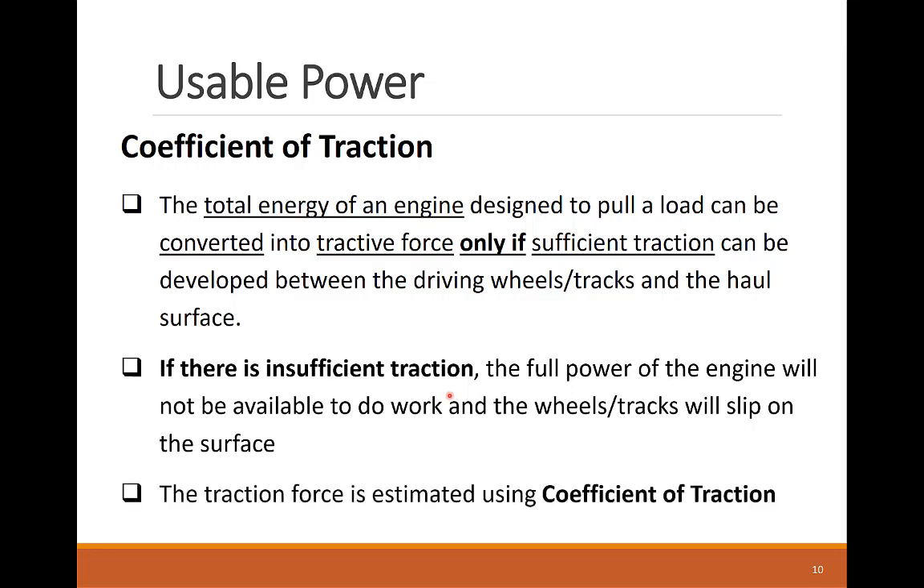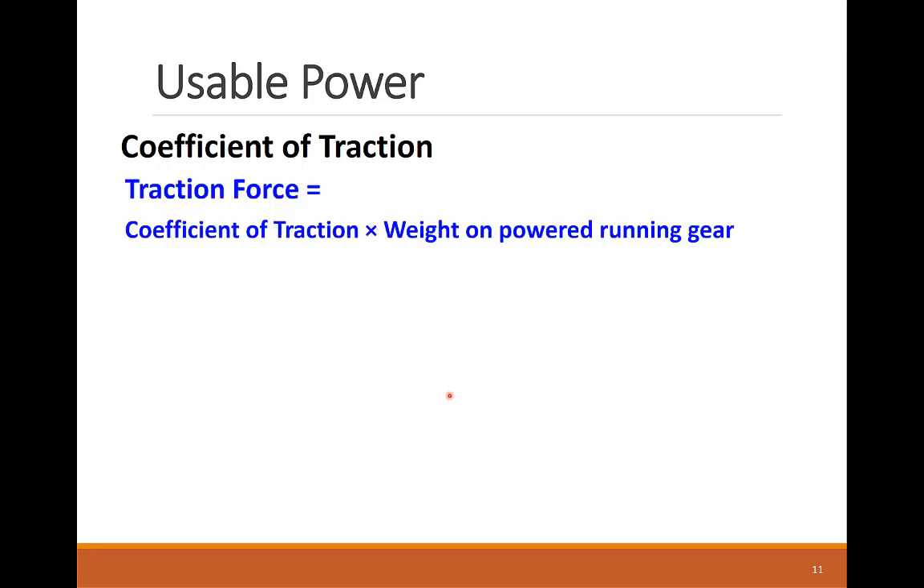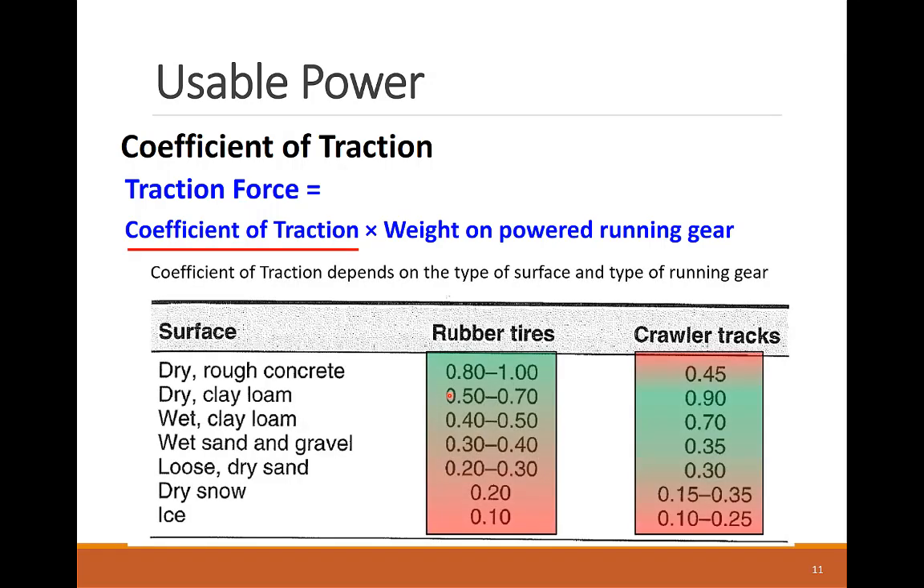To estimate the traction force, we need to cover the coefficient of traction. The traction force is calculated by multiplying the coefficient of traction by the weight on the powered gear or the wheel axle. The coefficient of traction is dependent on the surface condition and the equipment type, being wheeled or track mounted. The coefficient of traction value can range between 0 to 1, where 0 means no traction and 1 means full traction.